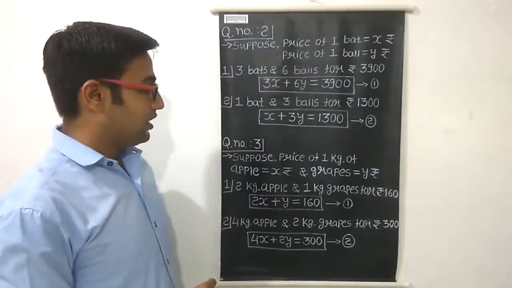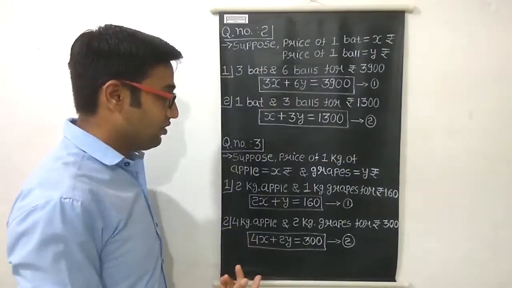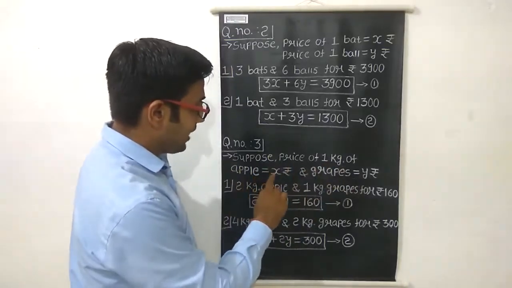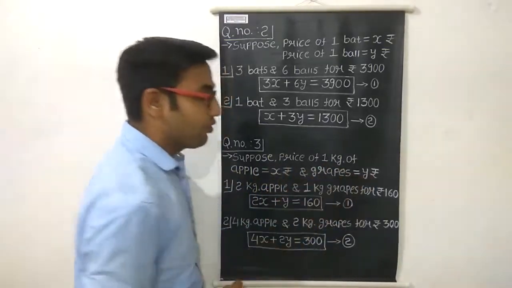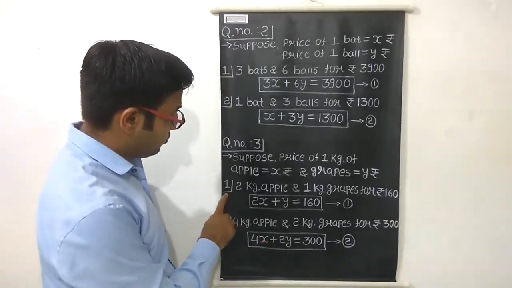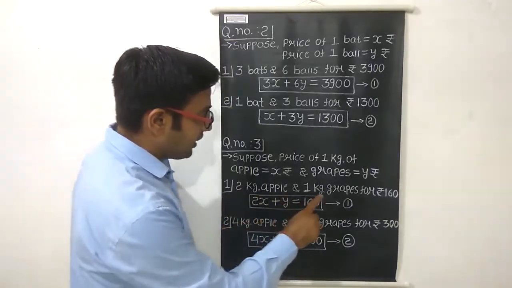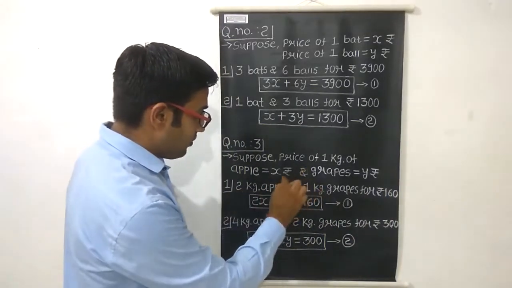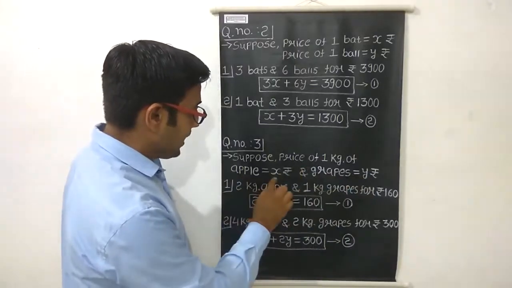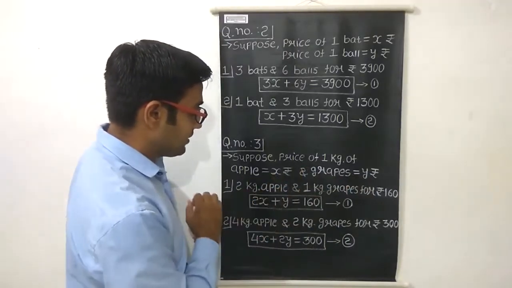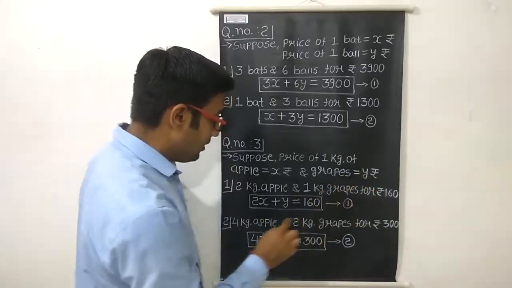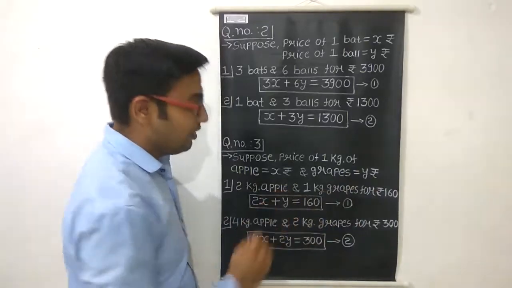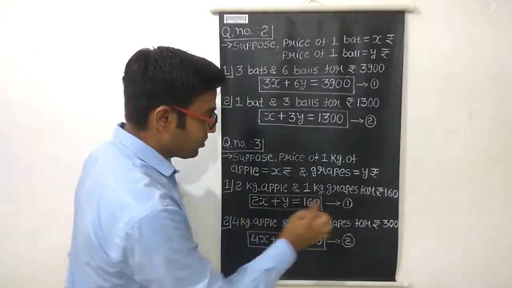Here also two quantities are there, two things are there. We can assume the price. Suppose the price of 1 kg of apples is x rupees and of grapes is y rupees. So first situation, 2 kg apples and 1 kg grapes for rupees 160. Now we know that if 1 kg of apples is x, then 2 kg of apples is 2x. 1 kg of grapes is y. Altogether, how much do we have to pay? 160. So this is equation number 1.